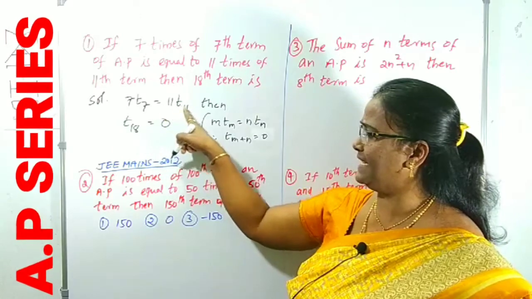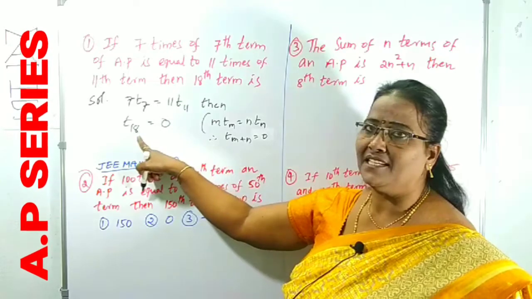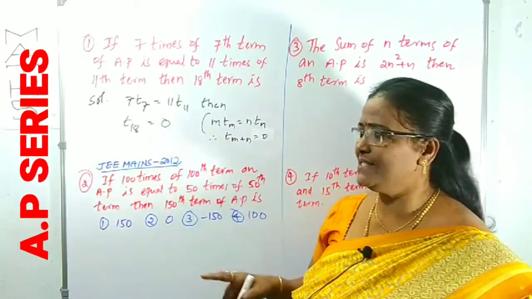T7 is equal to 11, T11. In place of M, 7 and 11. 7 plus 11 is 18. What is T18? It is clearly 0.